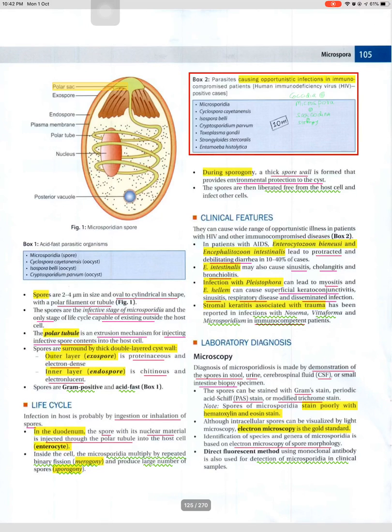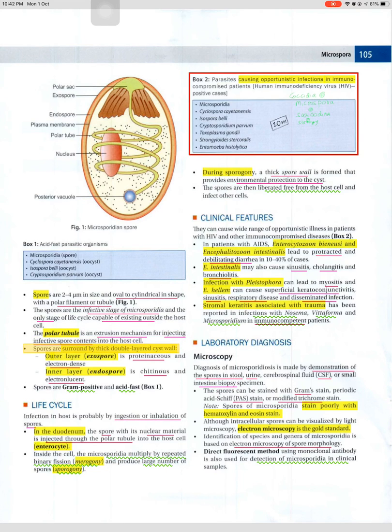Microsporidium africanum. The spore has a polar sac, exospore, endospore and plasma membrane. Figure 1, Microsporidian spore. Box 1, acid-fast parasitic organisms: Microsporidia spore, Cyclospora cayetanensis oocyst, Isospora belli oocyst, Cryptosporidium parvum oocyst. Common spores are 2-4 micrometers in size and oval to cylindrical in shape, with a polar filament or tubule. The spores are the infective stage of Microsporidia and the only stage of the life cycle capable of existing outside the host cell. The polar tubule is an extrusion mechanism for injecting infective spore contents into the host cell.